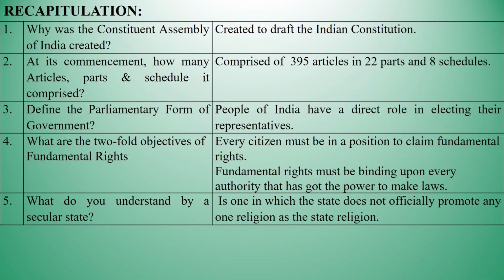The answer of which is created to draft the Indian Constitution. Second question is, at the commencement, how many articles, parts and schedules it comprised? It comprised of 395 articles in 22 parts and 8 schedules. The third question which I have framed is, define the parliamentary form of government. The answer of which is, people of India have a direct role in electing their representatives.